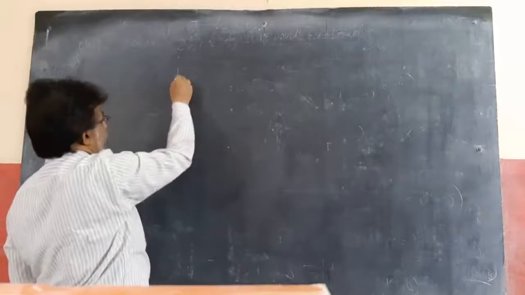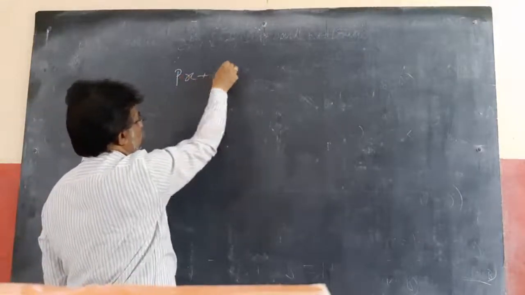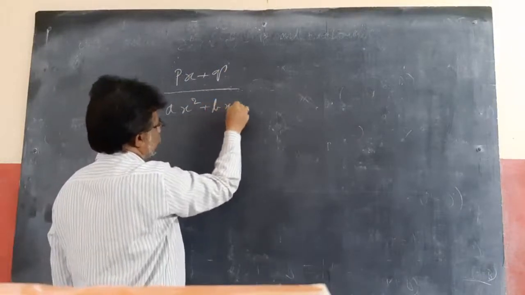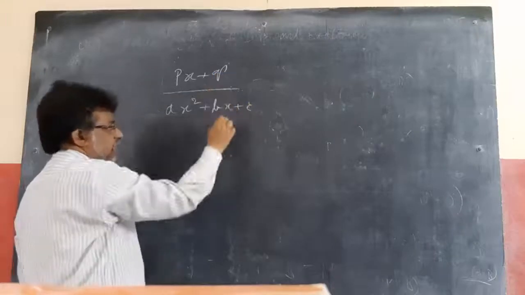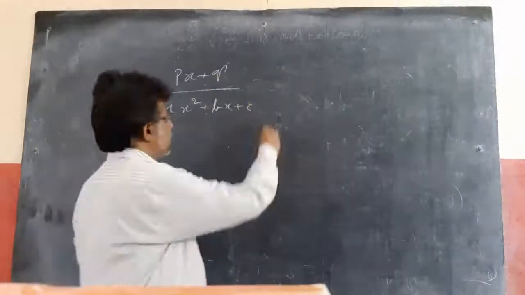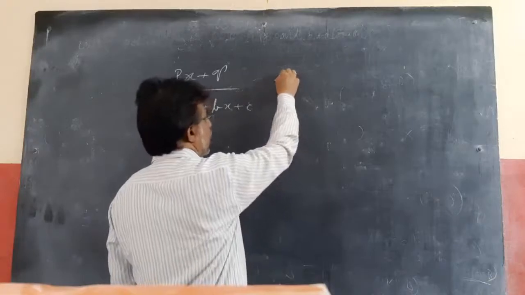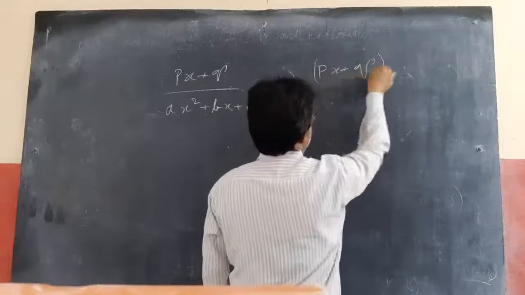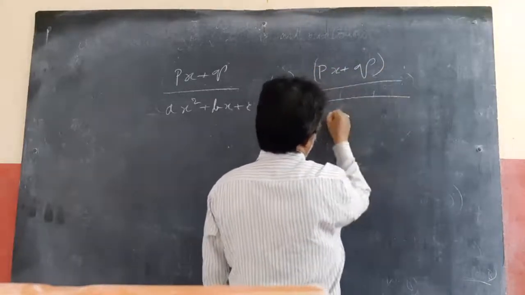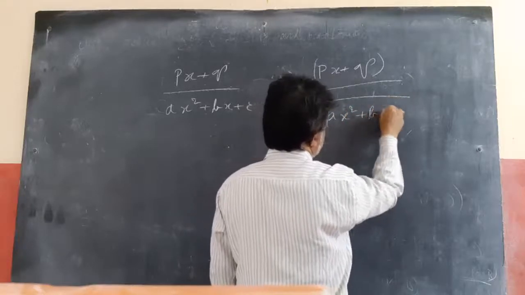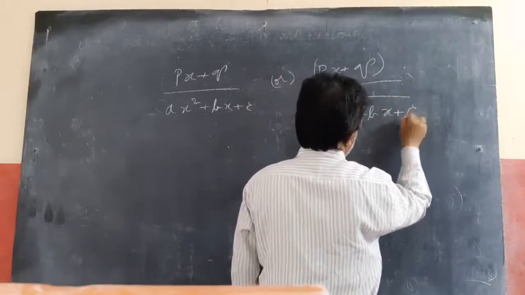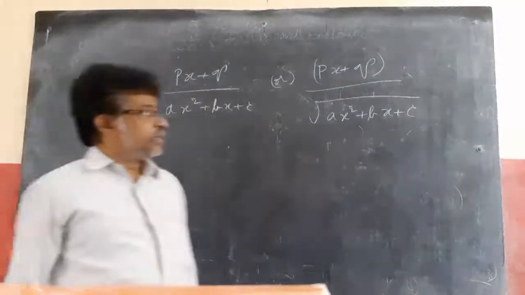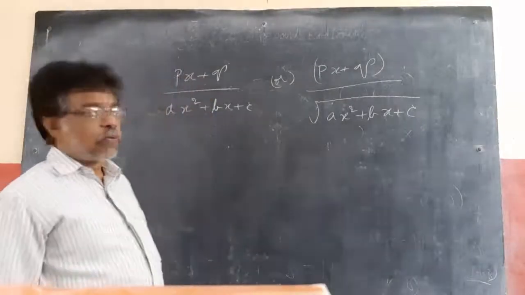It can be of the form px plus q by ax square plus bx plus c, which means a linear by quadratic. Or px plus q by root of ax square plus bx plus c, which means linear by square root of quadratic.